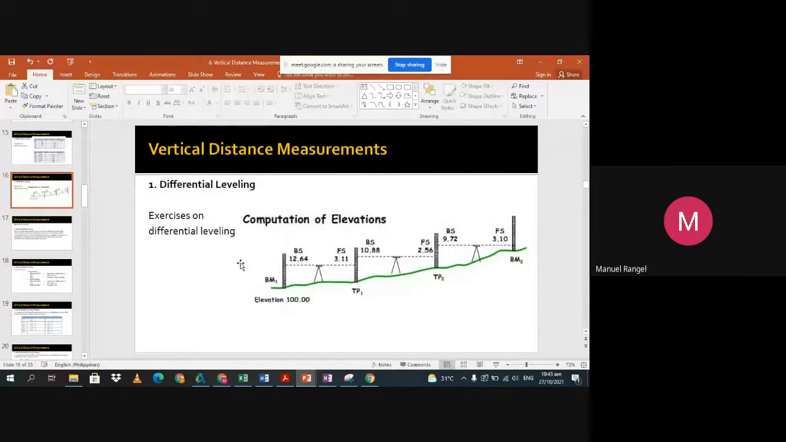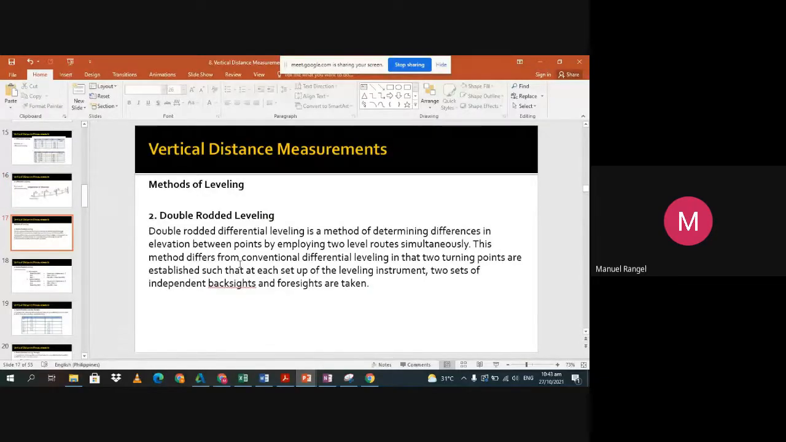Next, we have another method called double-rodded leveling. In double-rodded leveling, the concept is almost the same as differential leveling, but the difference is that we are using two rods.